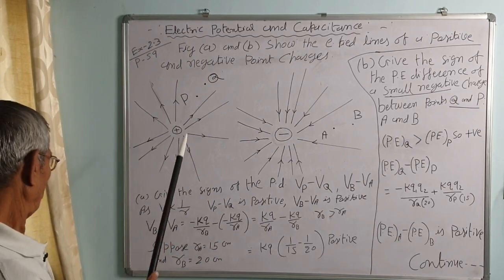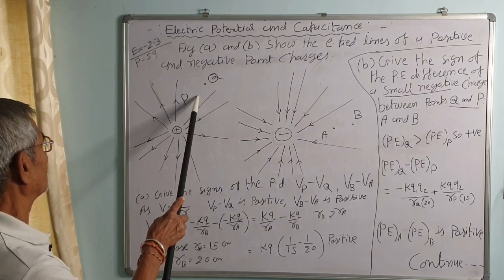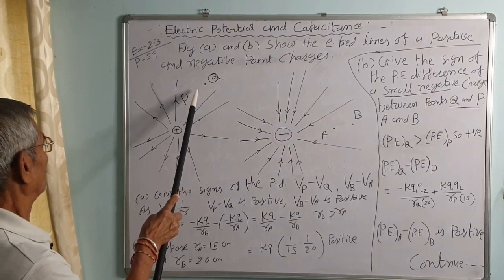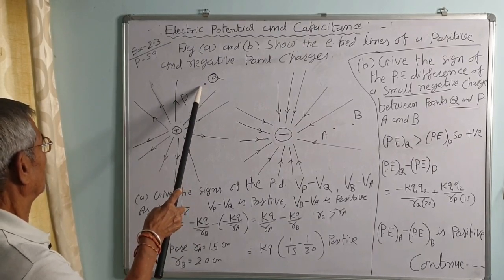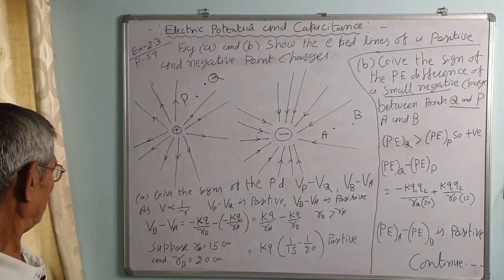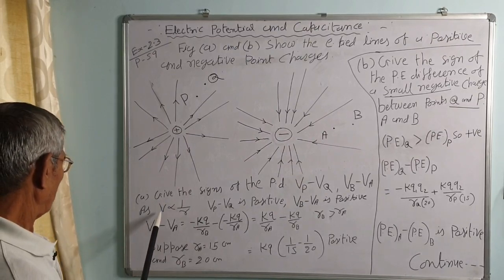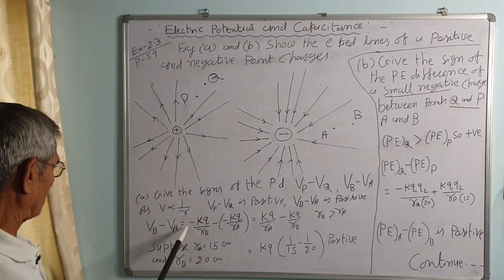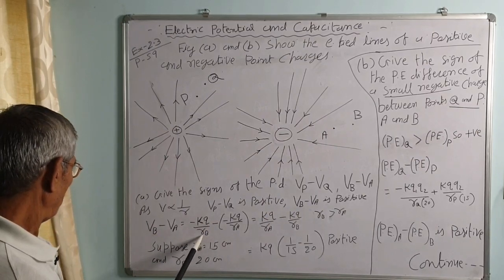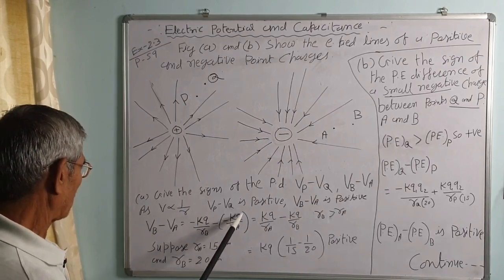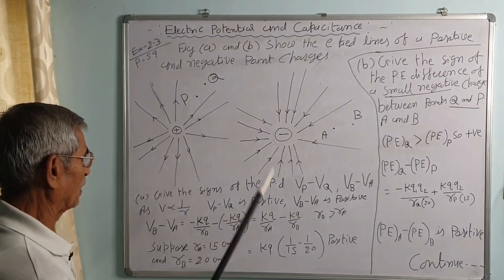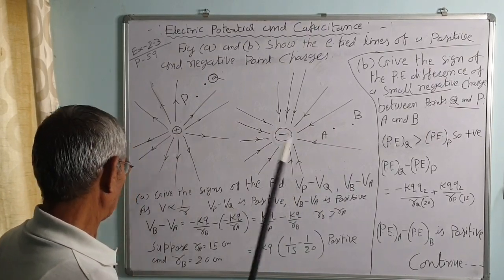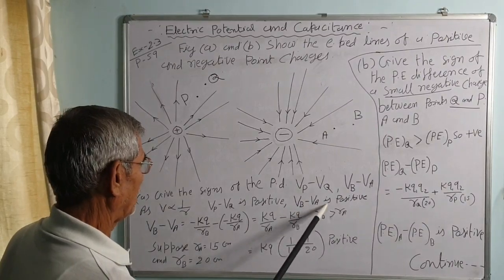It is positive because potential is inversely proportional to the distance r. So this distance Rp is less than the Rq. So we can say that Vp minus Vq is positive. You can calculate like this: Vp minus Vq is equal to Kq upon Rp minus Kq upon Rq, it is naturally positive. Vb minus Va is positive.